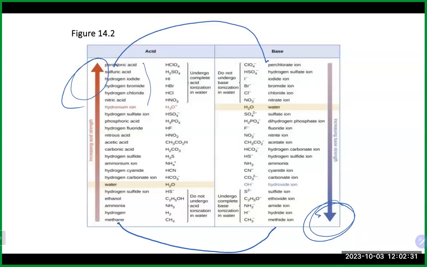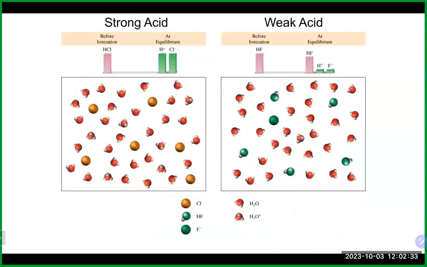So once again, I would focus on just those 6 and pretty much take a pretty good guess that anything else will be probably on the weak end. And same thing with the bases, anything that is sodium, potassium, calcium, strontium, barium that has hydroxide, probably going to be strong. Everybody else might be on the weak side. So as we can see here with our strong acid, we expect 100% of it breaking apart. Our HF, again, we mostly have those guys still together in the solution.